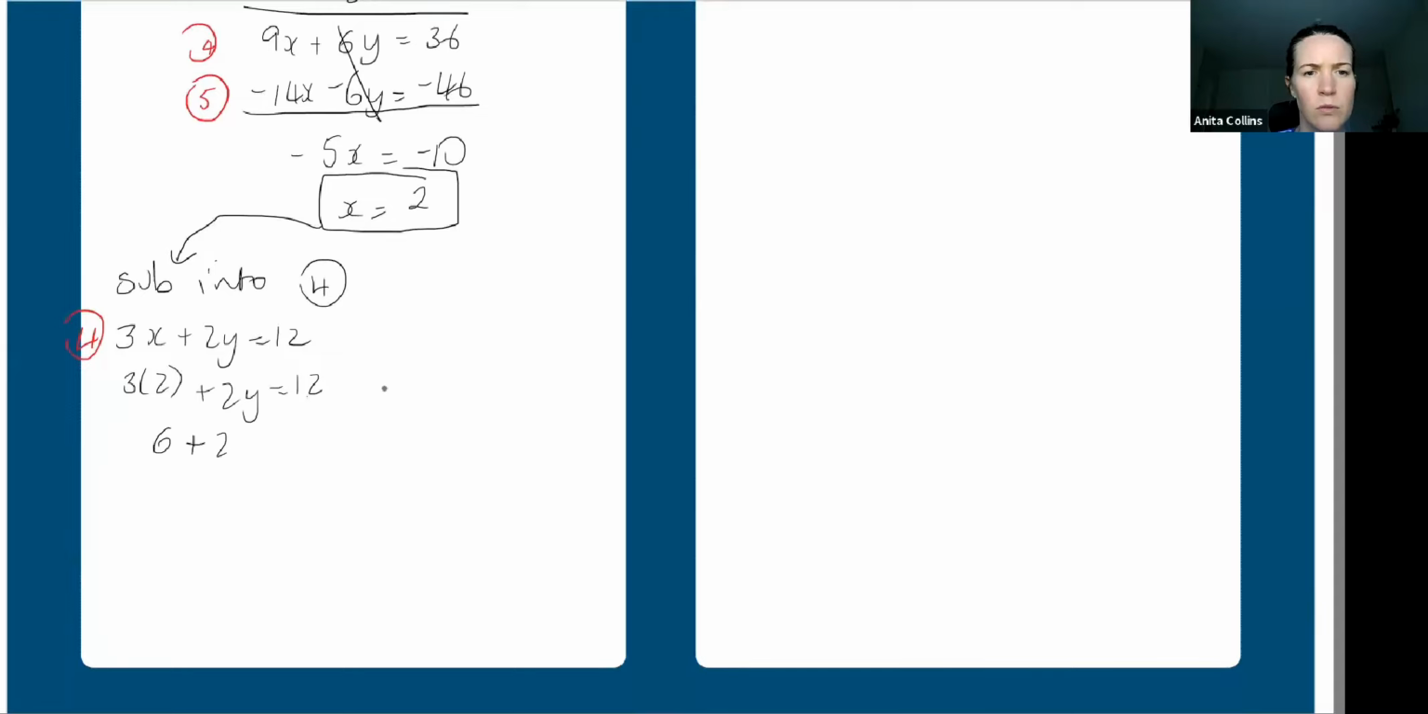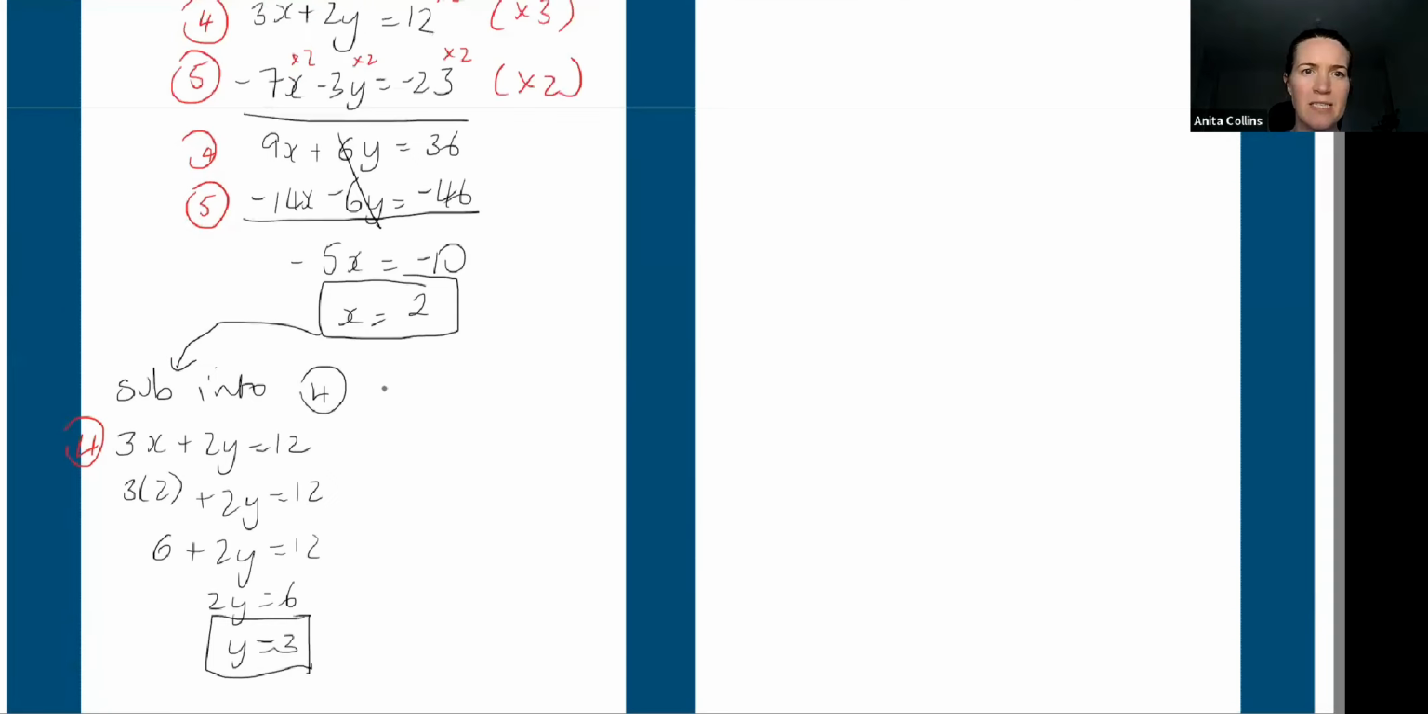6 plus 2y is equal to 12. 2y is equal to 6. Y is equal to 3. Put a box around that. Make it easier for your examiner to see it. So now I know x and I know y and I want to find z.